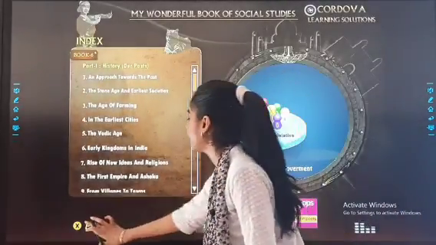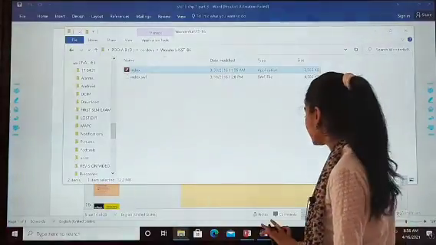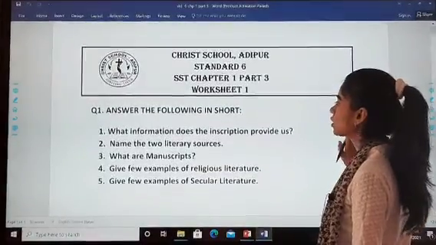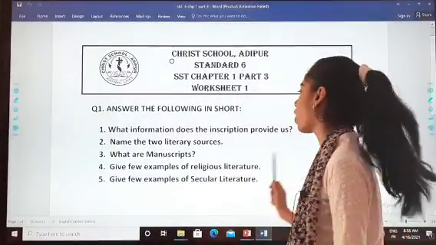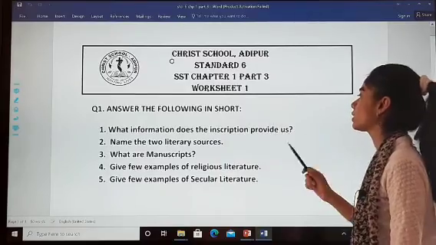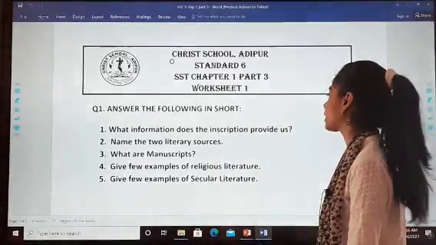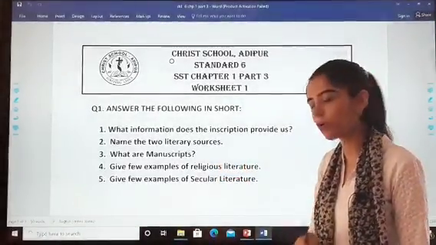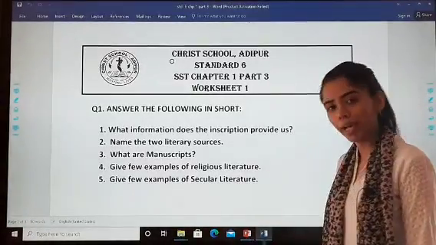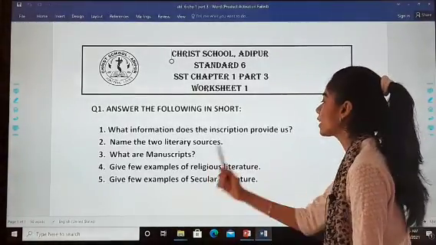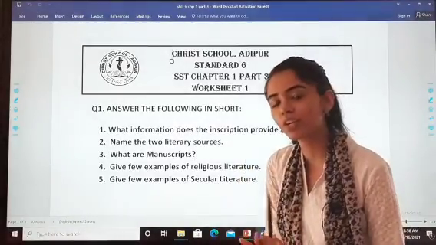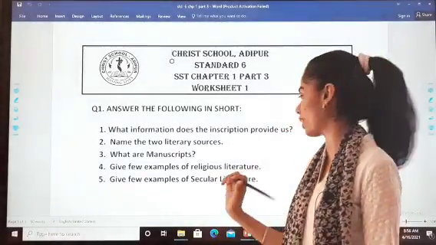Now we'll study quickly about the worksheet. See, this is your worksheet. Answer the following in short. What information does the inscription provide us? Name the two literary sources. What are manuscripts? Give a few examples of religious literature and secular literature.